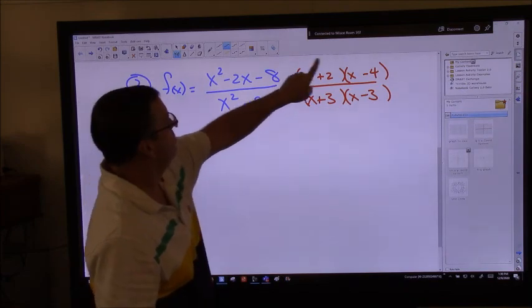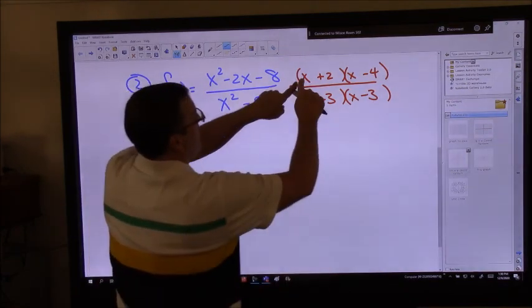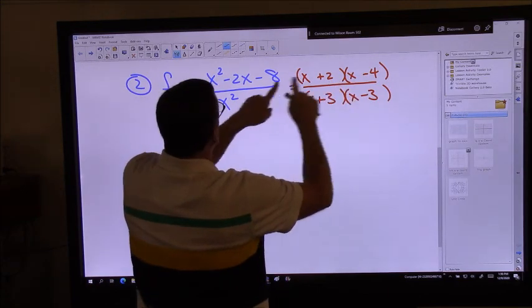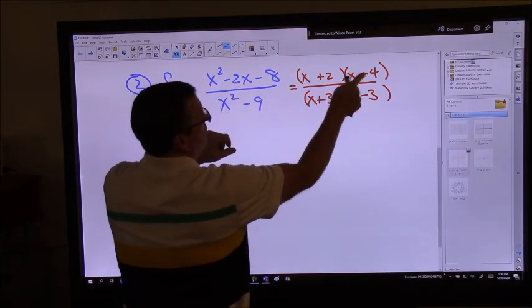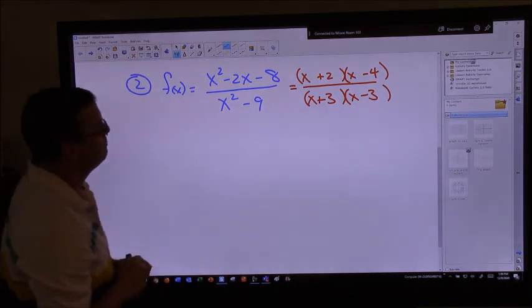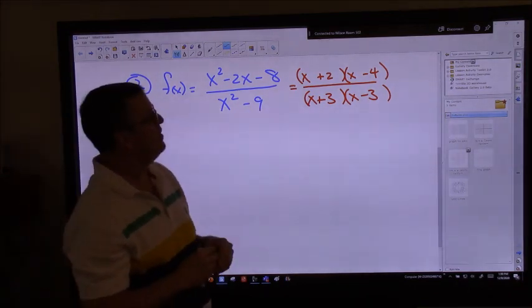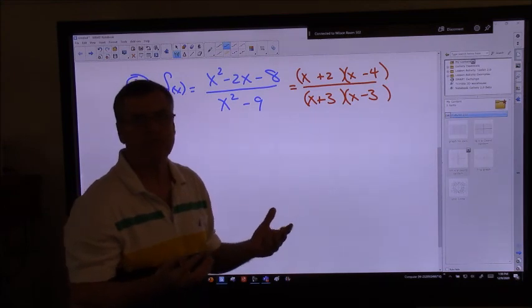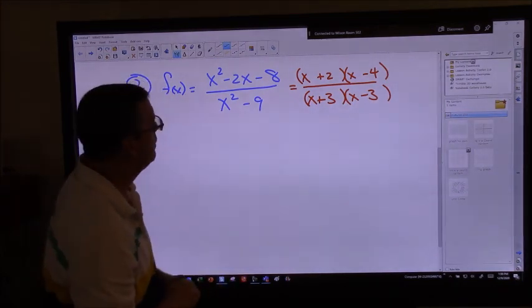So we'll double check. We get x squared. My outer product is a negative 4x plus 2x on the inside. Those add up to negative 2x. 2 times negative 4, that's a negative 8. Okay. So this time nothing cancels out, so there are no holes in the graph. So we can just go ahead and draw our curve and not worry about that.